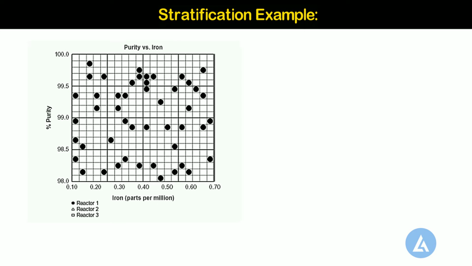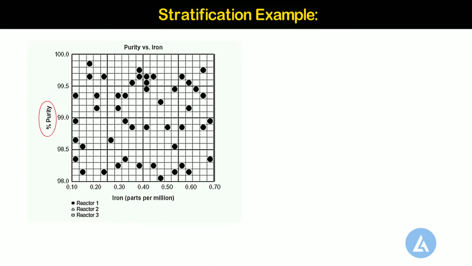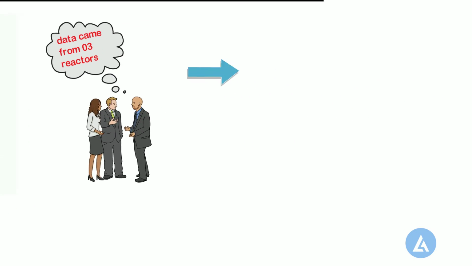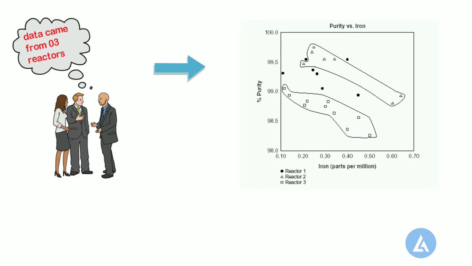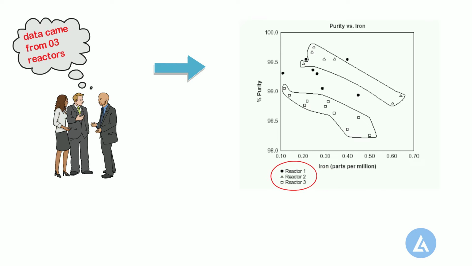Stratification example. A manufacturing team drew a scatter diagram to test whether product purity and iron contamination were related, but the plot did not demonstrate a relationship. Then a team member realized that the data came from 3 different reactors. The team member redrew the diagram using a different symbol for each reactor's data. Now patterns can be seen.